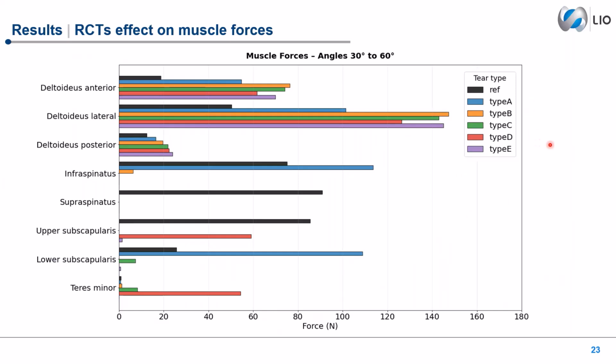But on the other hand, the three others that are very unstable, type B, C, and E, even if the muscles are not torn, for example the upper part or the lower part of the subscapularis, there is no compensation. So it's only the deltoid, and that explains that the abduction can be performed, but there is a high risk of dislocation because the cuff muscles do not activate to center the joint.